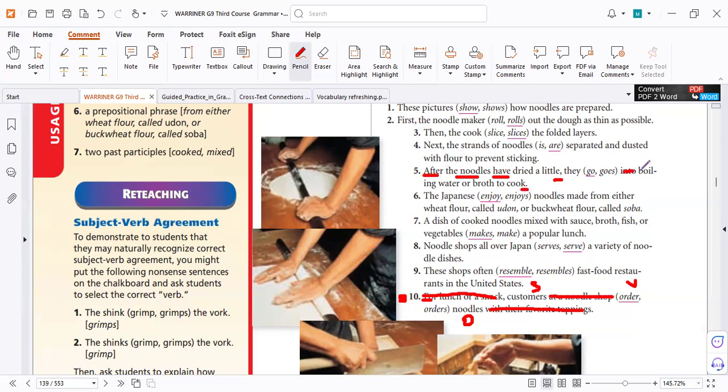Delete the phrases: into boiling water or broth to cook. Preposition phrase, infinitive phrase. So they is the subject, and go is the verb. And I told you before, all the personal pronouns, which are I, he, she, it, all of these are subjects already. Simply. So who go? They. And what does they refer to? Noodles. But already I know it's a plural. So that's a point. So delete the phrases, a relative clause.